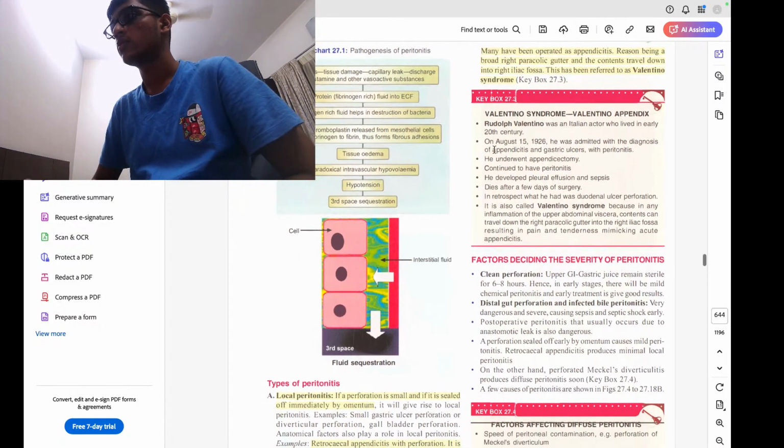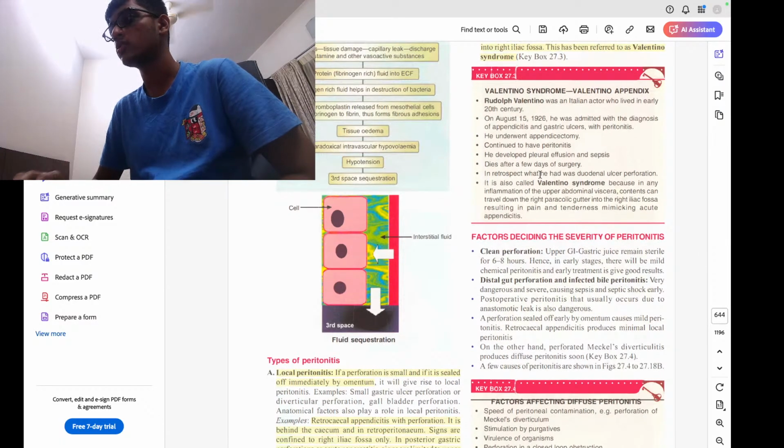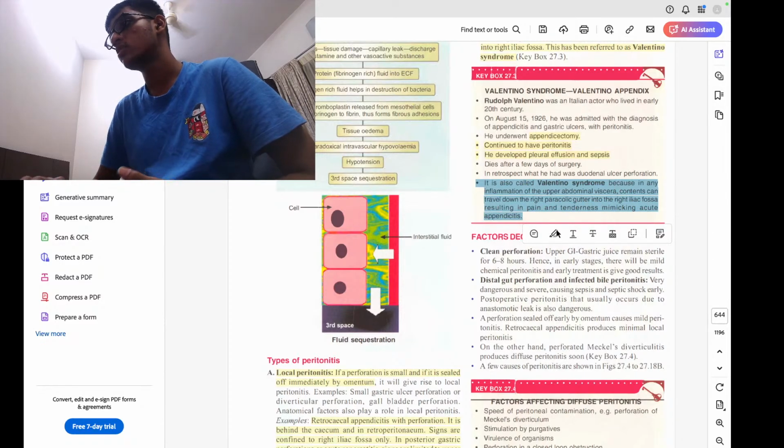Valentino appendix. Referred to as Valentino, who lived in this time. He was diagnosed with appendicitis. He underwent appendicectomy, continued to have peritonitis, developed pleural effusion and sepsis. It is also called Valentino syndrome because with inflammation in the upper abdomen, visceral contents can travel down into the paracolic gutter, resulting in pain and tenderness, mimicking appendicitis.